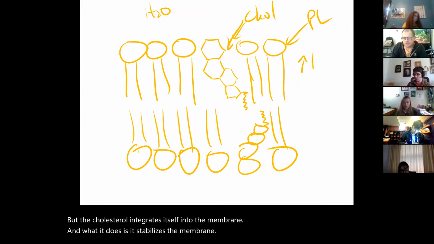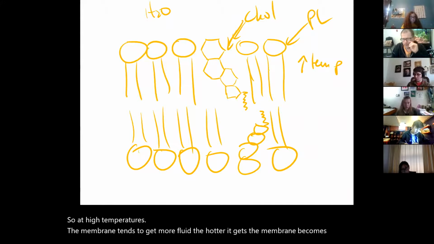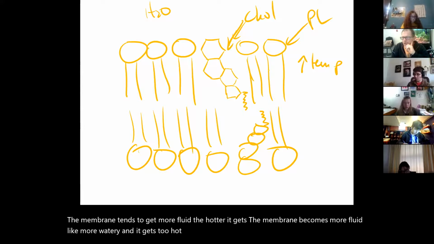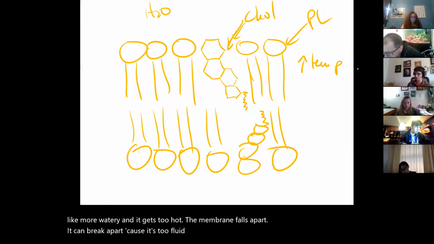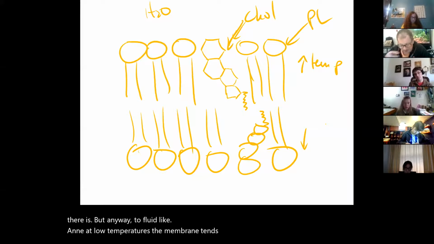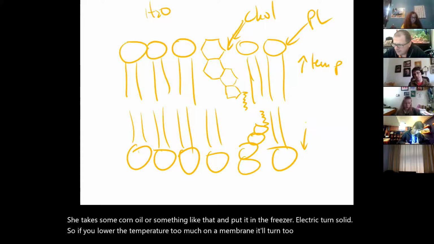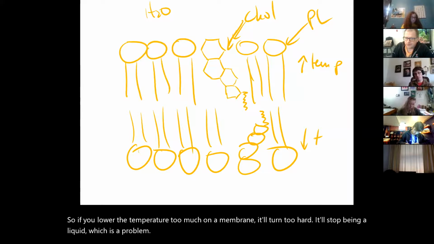At high temperatures, the membrane tends to get more fluid. The hotter it gets, the more fluid-like, more watery the membrane becomes. If it gets too hot, the membrane can break apart because it's too fluid. And at low temperatures, the membrane tends to freeze. If you take some corn oil and put it in the freezer, it'll actually turn solid. So if you lower the temperature too much on a membrane, it'll turn too hard. It'll stop being a liquid, which is a problem. So low temperatures are a problem too.